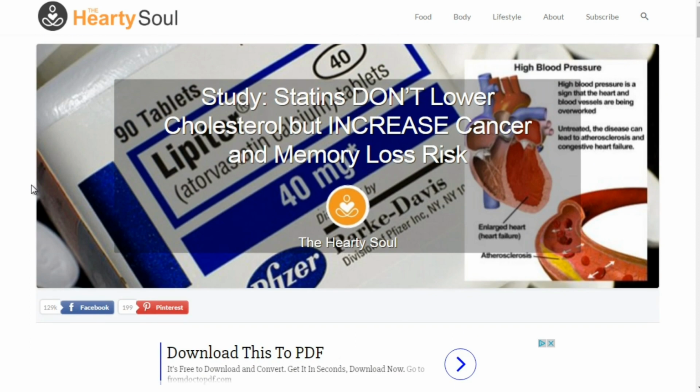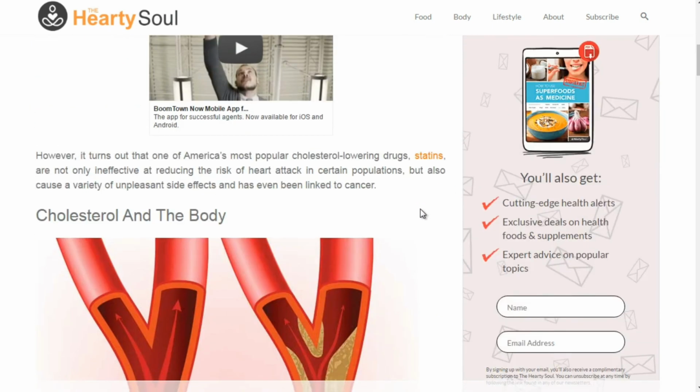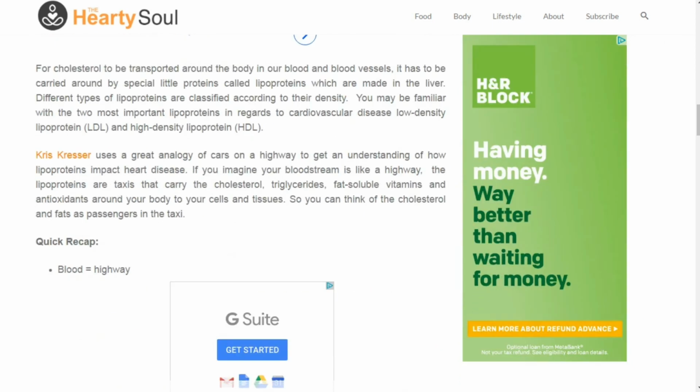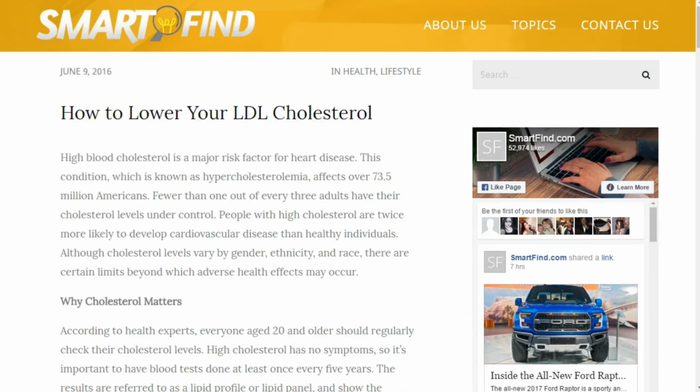And if we scroll down, we can see that this article talks about how statins don't lower cholesterol. Statins are a drug that people use to lower their cholesterol. But it's saying in this study that it increases cancer and memory loss risk. So obviously this is a very controversial type of article, and that's what they're doing to get all these likes and shares and more.